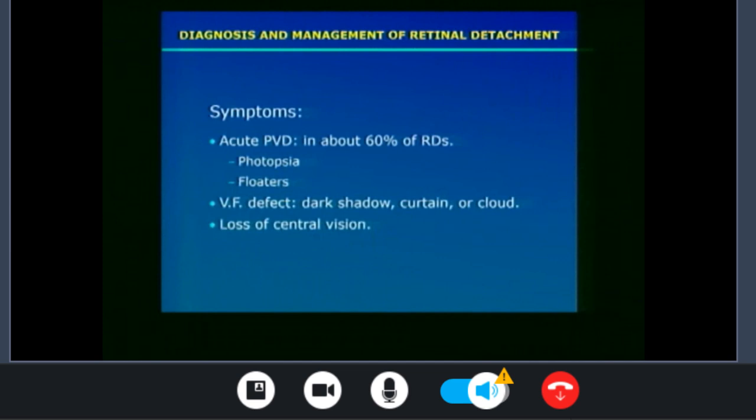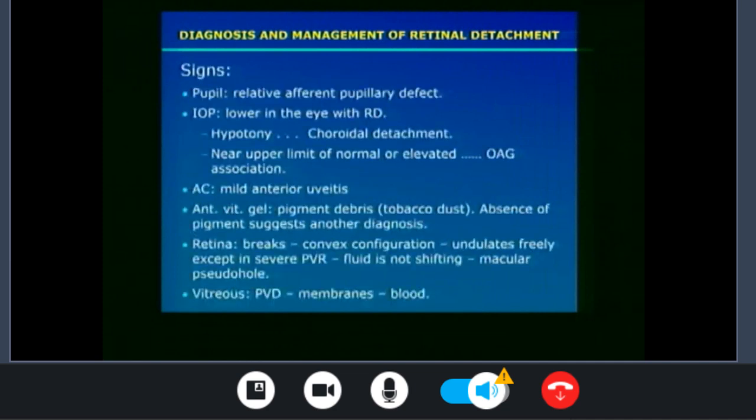But what are the symptoms of detachment? Visual field defect, dark shadow, curtain or cloud. These are the symptoms of retinal detachment, and loss of central vision if the macula is affected. Signs: look for a relative afferent pupillary defect. Intraocular pressure is usually lower in the eye with detachment. If the eye is soft, we see this frequently, it indicates associated choroidal detachment. And these are slightly complicated cases.